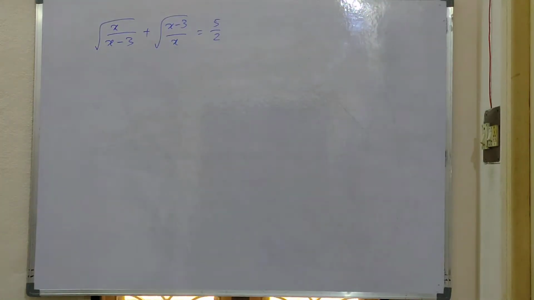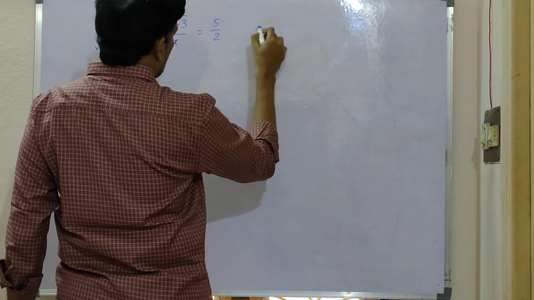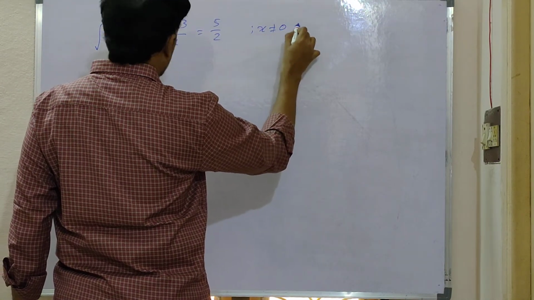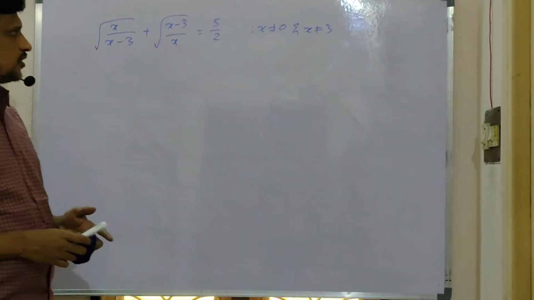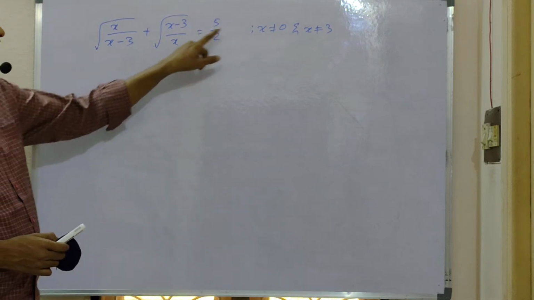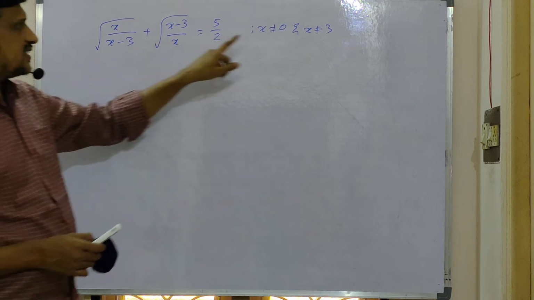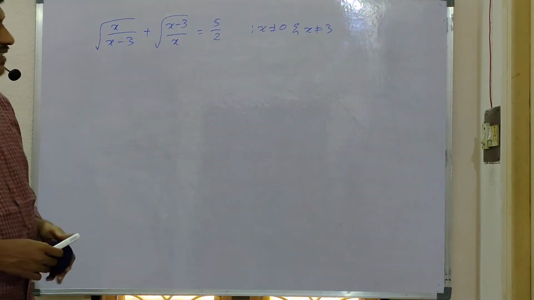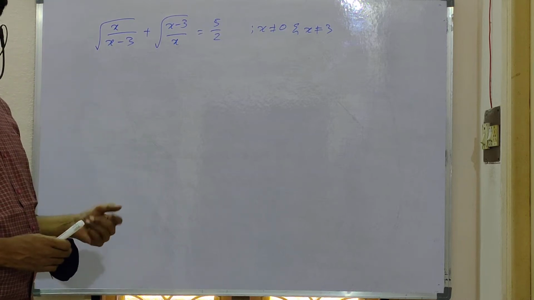solve square root of x by x minus 3 plus square root of x minus 3 by x is equal to 5 by 2, where x is not equal to 0 and x is not equal to 3. Therefore, if x equals 0, since x is the denominator here, it should not be 0. Since x minus 3 is the denominator, if x minus 3 is equal to 0, that means x is equal to 3, and the first one doesn't exist. That is why the values of x are different from 0 and 3. Then only the problem exists.